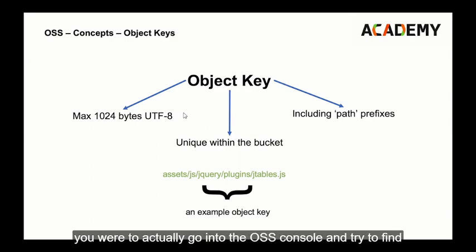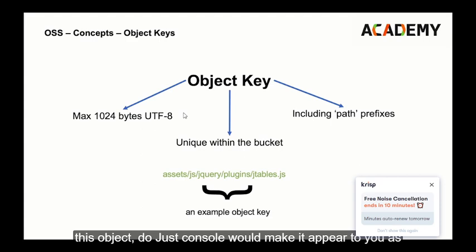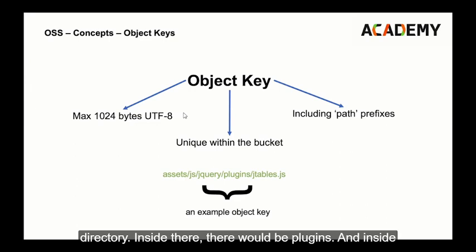So if you were to actually go into the OSS console and try to find this object, the OSS console would make it appear to you as though there was a directory called assets with a directory called JS inside. Inside there would be a jQuery directory. Inside there would be plugins. And inside plugins, you'd find jtables.js.